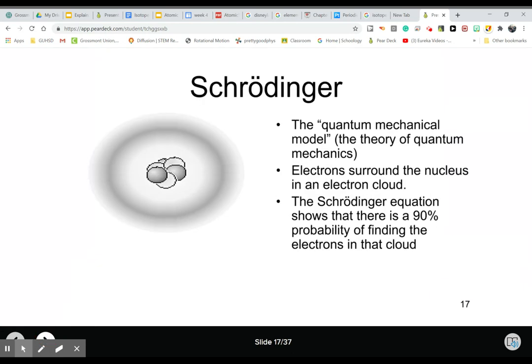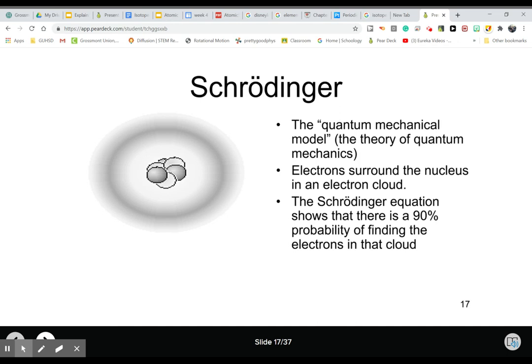And then finally, Schrodinger. Schrodinger is the quantum mechanical model. And basically, Schrodinger came out after Bohr, so Bohr, we have the planetary model, and Schrodinger was like, whoa, wait a second. Actually, I think that there's about a 90% probability of being able to find the electrons, and those electrons are in clouds. So rather than orbiting like a planet orbits the sun, you're going to have your electrons hang out in clouds, kind of like electron neighborhoods.